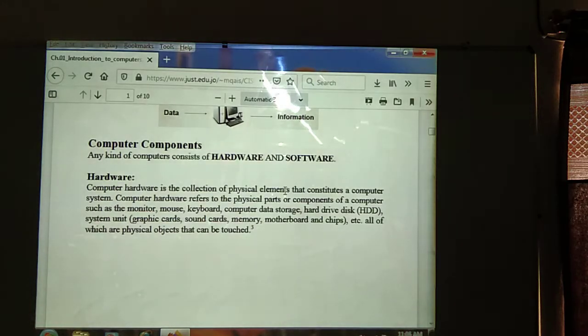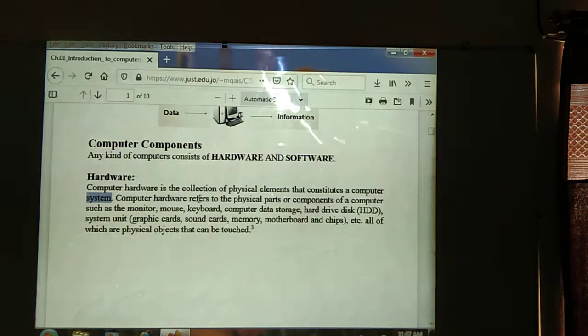In the computer also we have physical elements. What are they? First CPU, monitor, mouse, keyboard, like that. These are all physical elements. That is called hardware. First we can see the definition of the hardware. Computer hardware is a collection of physical elements that constitute a computer system. CPU is there, mouse is there, keyboard, monitor, like that we have physical parts.